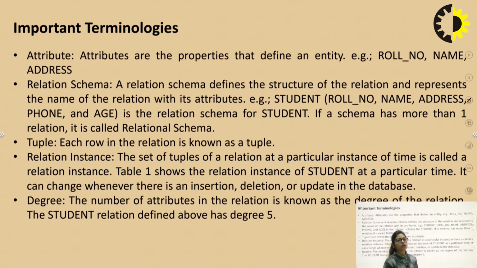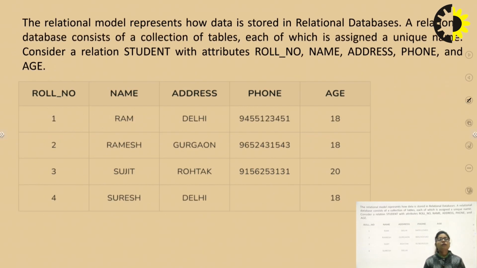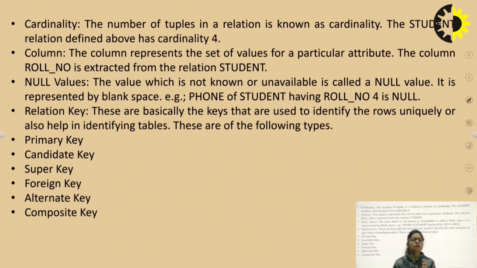Now, next important terminology is degree. The number of attributes in the relation is known as the degree of the relation. The student relation defined above has degree 5 because we have 5 attributes. That's why this is called the degree 5. Now, what is cardinality? The number of tuples in a relation is known as cardinality. The student relation defined above has the cardinality 4.